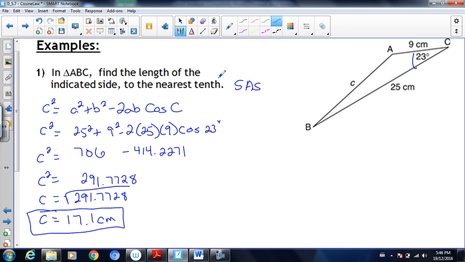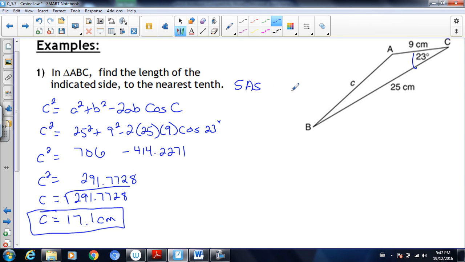Now there's one thing I want to mention. You can use the sine law when you have side-side-angle, so that's two sides and an angle. If you take a look at this, it is technically two sides and an angle. However, because the angle is in between the two sides, you cannot use the sine law because you do not have a side-angle pair. So don't get that confused.